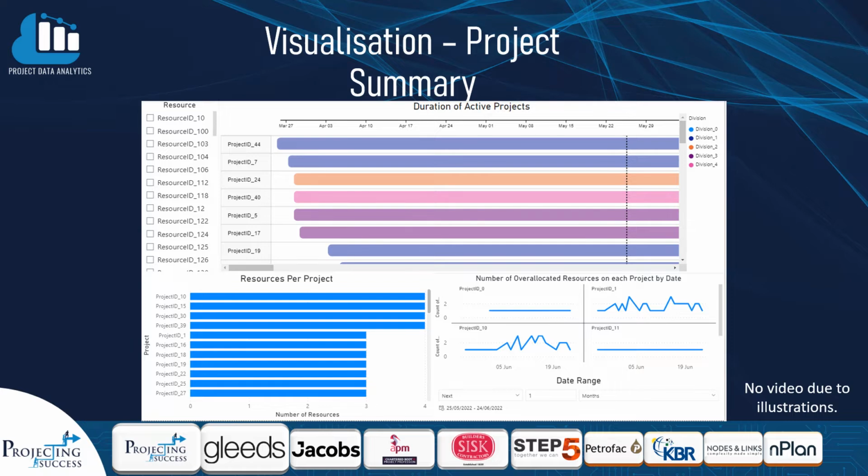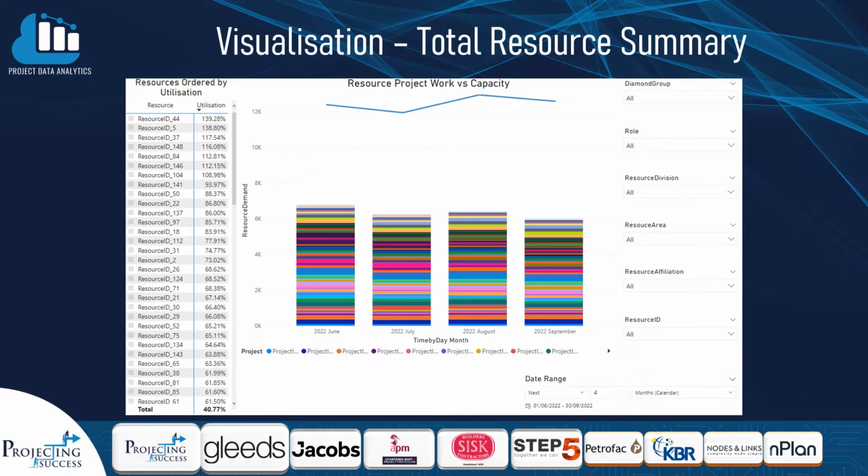The visuals on this page illustrate the duration of active projects, the resources allocated to each project, and the number of overloaded resources on each project at any given time. The visuals can be filtered by resource ID to display the project details of each resource. The table displays the total resource summary, and the visual illustrates the resource demand by month on each project. This can be filtered by group, role, division, area, or affiliation.